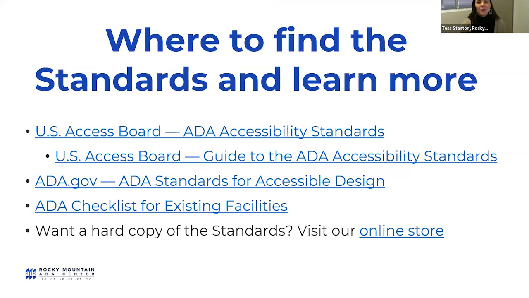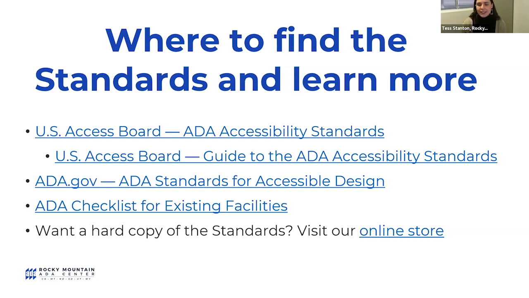So where can you go to find the standards and to learn more? Let's say you're really interested in altering your facility to be compliant with the 2010 ADA standards. All of these links that I'm about to describe to you are linked in the slide notes that I gave to Ria to distribute. I believe they're available on your website. I believe the best place to find them is online on the U.S. Access Board's website. You can find them by searching ADA accessibility standards.